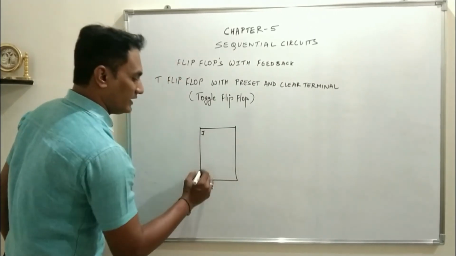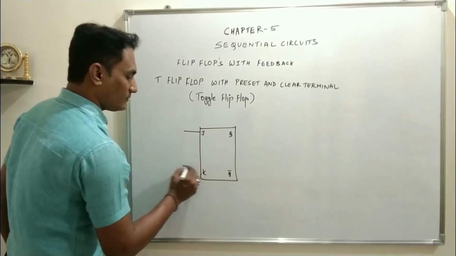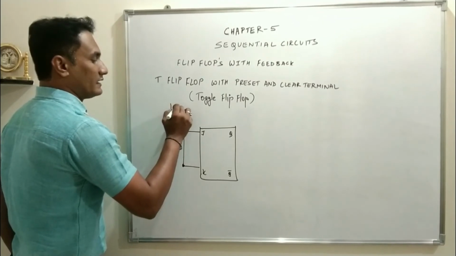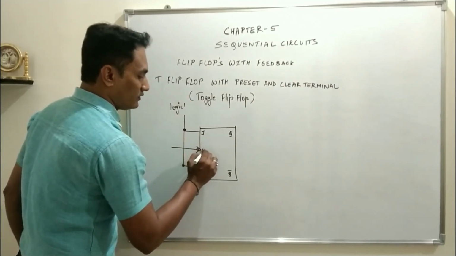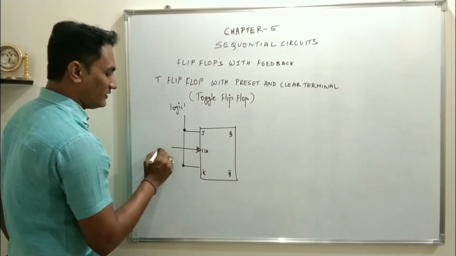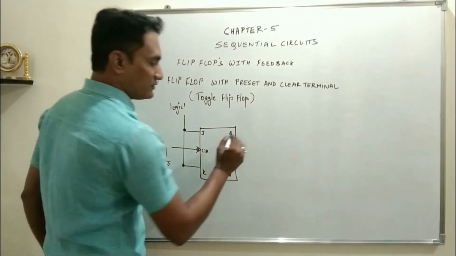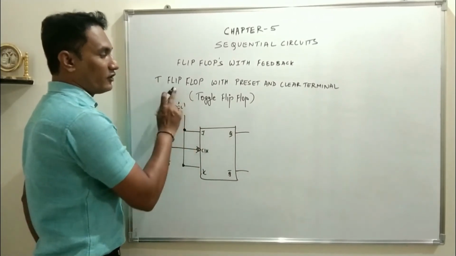You have J, K, Q and Q bar, and both J and K inputs are connected together and connected to logic 1. This is the clock input. This clock input indicates that the output will change only when the clock goes from 1 to 0, which is called negative edge triggered. This is Q and this is Q bar. So this is a basic diagram for a toggle flip-flop.